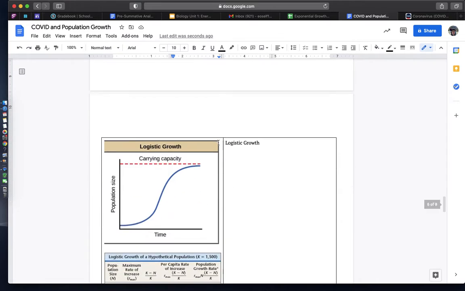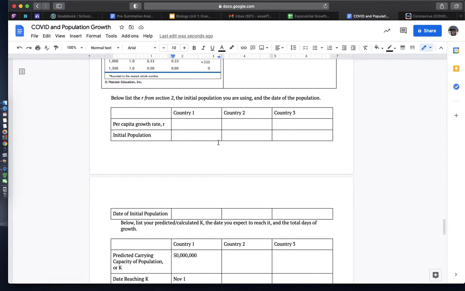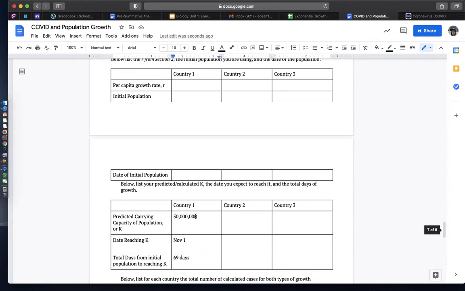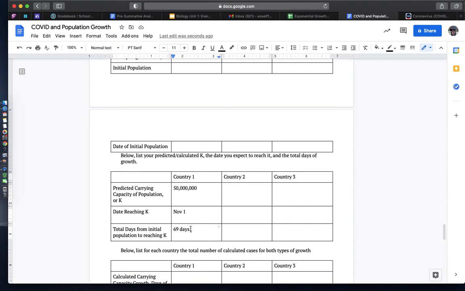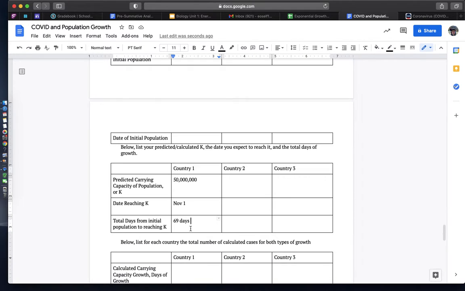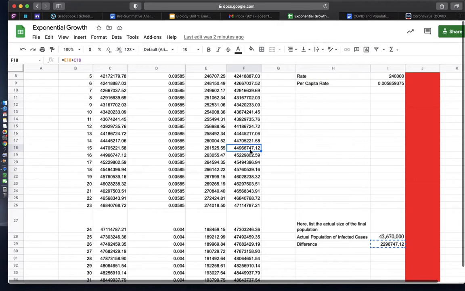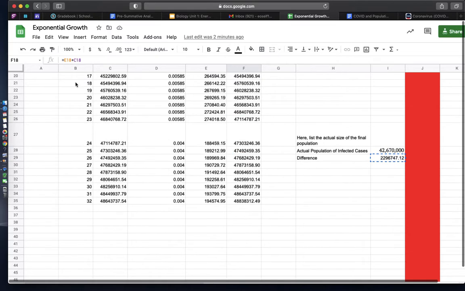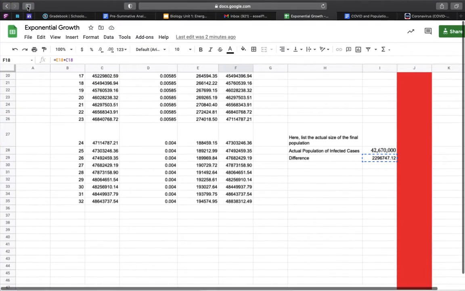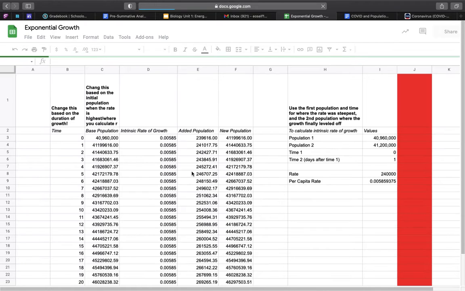So that's where I could then come down into my second sheet and specify that I think the United States is going to achieve 50 million cases on November 1st. It's going to take 69 days from the day that I measured it. So when I go into my modeling sheet and I go to the second sheet, which should be at the bottom, I'm not sure why it's not showing on here.